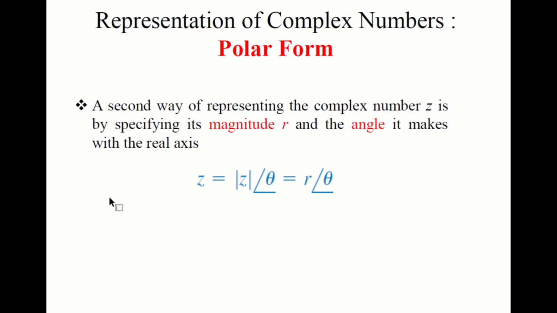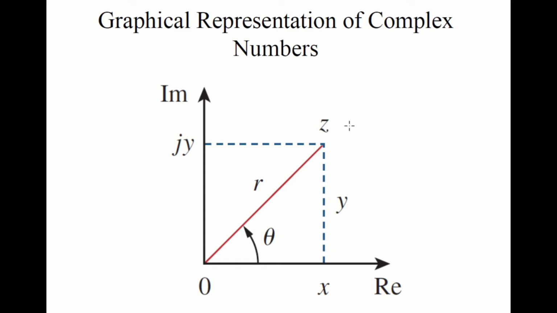At the same time, a complex number can be represented in polar form. In polar form, z is equal to r angle theta, where r is the magnitude while theta is the angle. It can be represented in a graphical figure like this one. r is the length of this red line here, while theta is the angle between the x-axis and the r line.